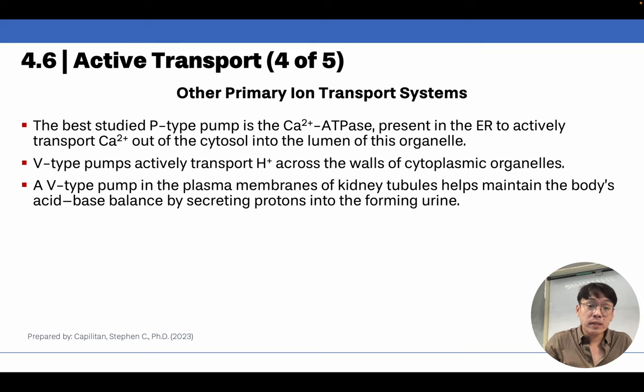Well, there are other primary ion transport systems. The best studied P-type pump is the calcium ATPase, which is present in the ER to actively transport calcium out of the cytosol into the lumen of the organelle. There are also V-type pumps, which actively transport hydrogen ions across the walls of your cytoplasmic organelles. A V-type pump in the plasma membrane of kidney tubules helps maintain the body's acid-base balance by secreting protons into the forming urine.